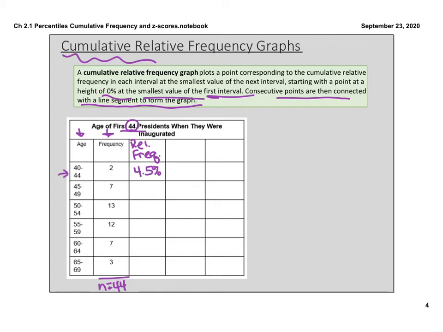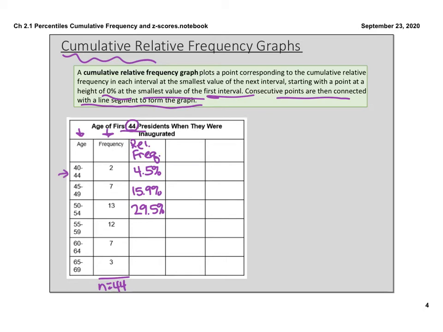Okay, let's do the next one. 7 divided by 44 gives me 15.9%. So 15.9% of the first 44 presidents were between the ages of 45 and 49 at inauguration. Let's do the next one. 13 divided by 44. And I hope you're typing these into your calculator along with me so that you can make sure you know how to type them in on your own and you see where I'm getting my numbers and what data you should have. So 29.5% of the presidents were between 50 and 54.